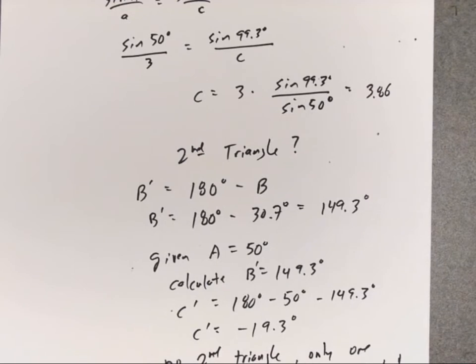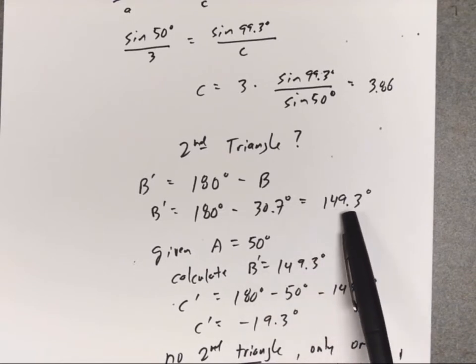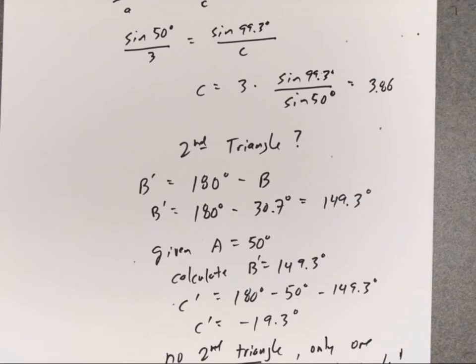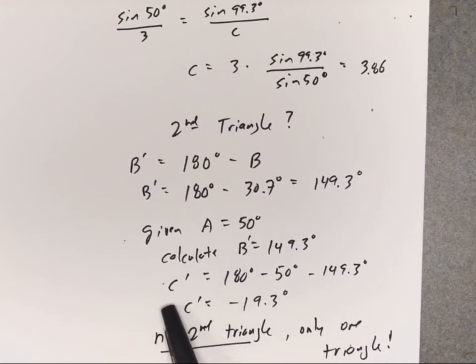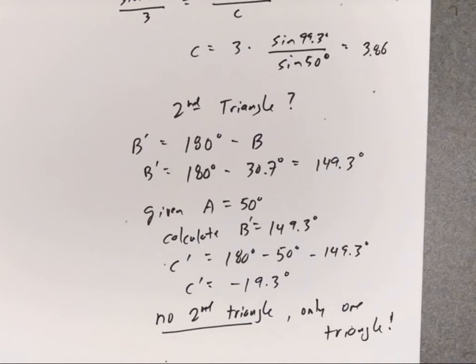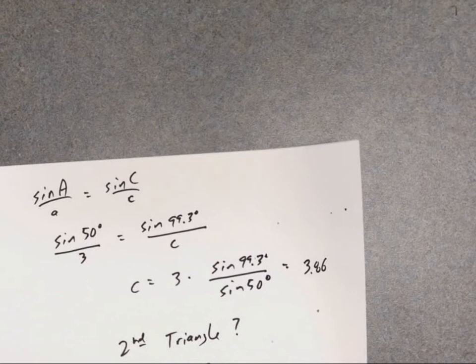But then you say, okay, I was given angle A, I'm proposing another triangle with this angle B. What would angle C be if you had these two angles part of a triangle? So we determine angle C would be negative 19.3 degrees. And since you can't have a negative angle, then we stop and say there's only one triangle. All right. I know that can be a little confusing. Let's do another example and see what we can find.